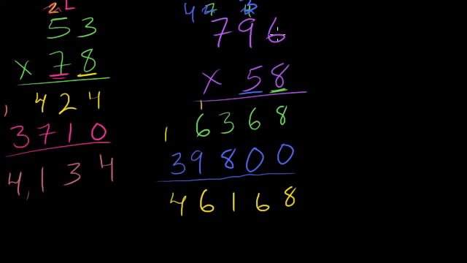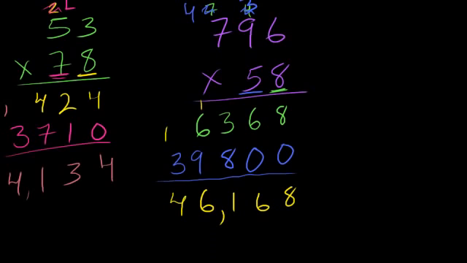So 796 times 58 is 46,168. And that sounds about right, because 796 is almost 800, which is almost 1,000. If we multiplied 1,000 times 58, we'd get 58,000. But we're multiplying something a little bit smaller than 1,000 times 58, so we're getting something a little bit smaller than 58,000. So the number is in the correct ballpark.